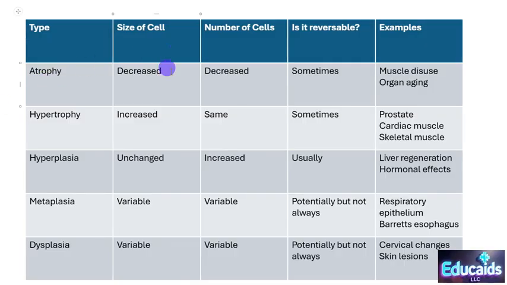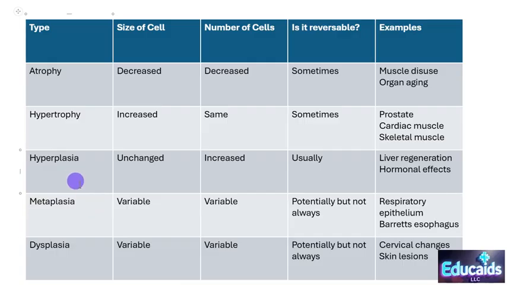So with atrophy, the size of your cell becomes decreased. The number of cells can become decreased. Sometimes it can be reversed. Examples are muscle disuse. Hypertrophy, size of the cell is increased. Usually you have the same number of cells. It is sometimes reversible. And things would be like cardiac muscle, skeletal muscle, and prostate.